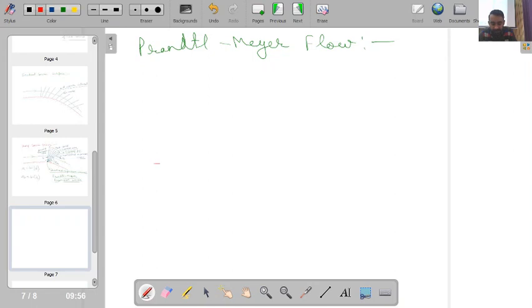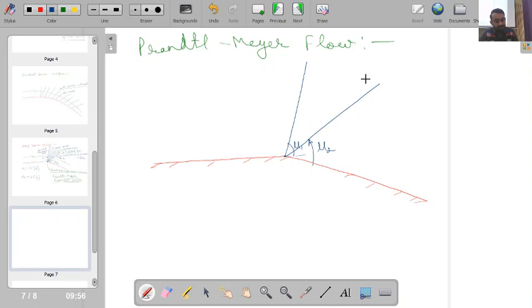One interesting point is that I have a sharp corner, and from this corner I have the formation of an expansion fan. That expansion fan has a forward wave which makes an angle mu1, and a rearward wave which makes an angle mu2, and in between this region I have nothing but an expansion fan, or Prandtl-Mayer expansion fan.